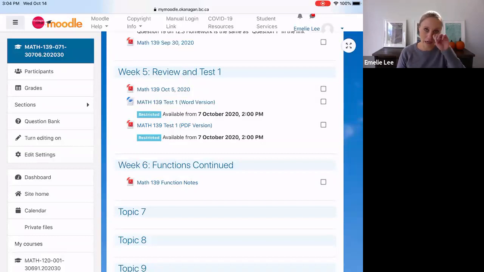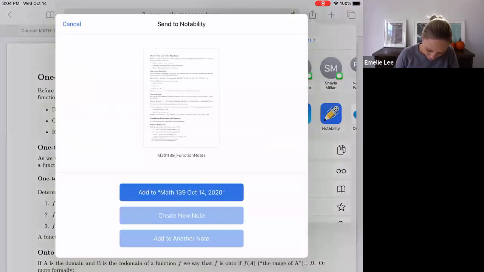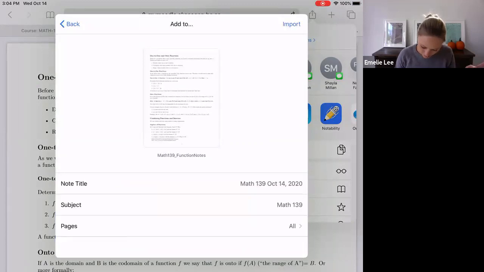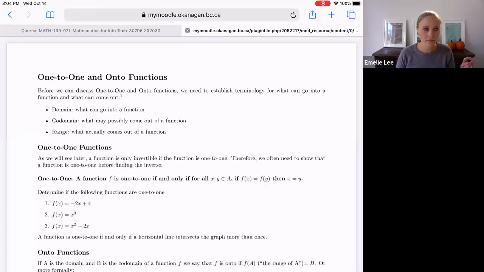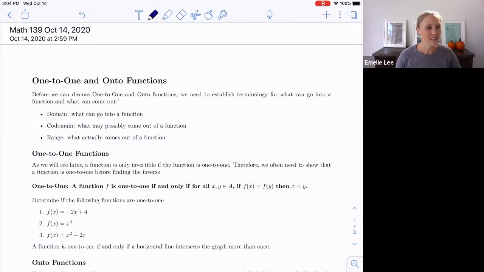I posted some notes on Moodle. I just called them function notes because that's, I guess, what they are. Because today's stuff is not in the textbook, I just kind of compiled it all in these boring to read notes. So we'll go through that today. But at least since I've typed it all out, there's not that much writing. It's just kind of talking about more functions.